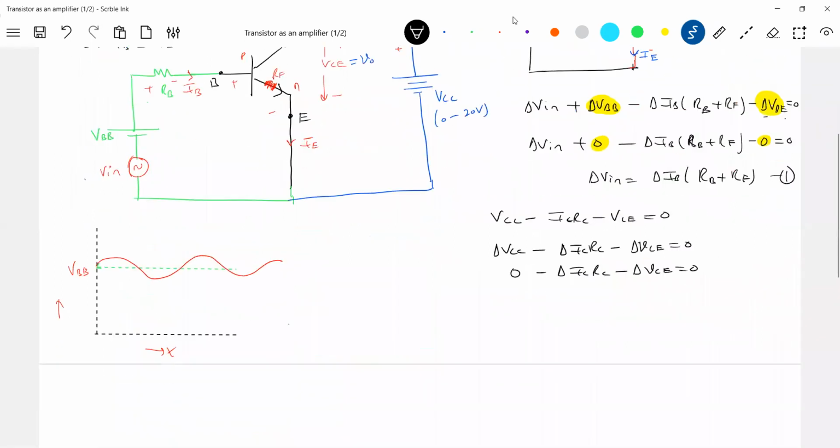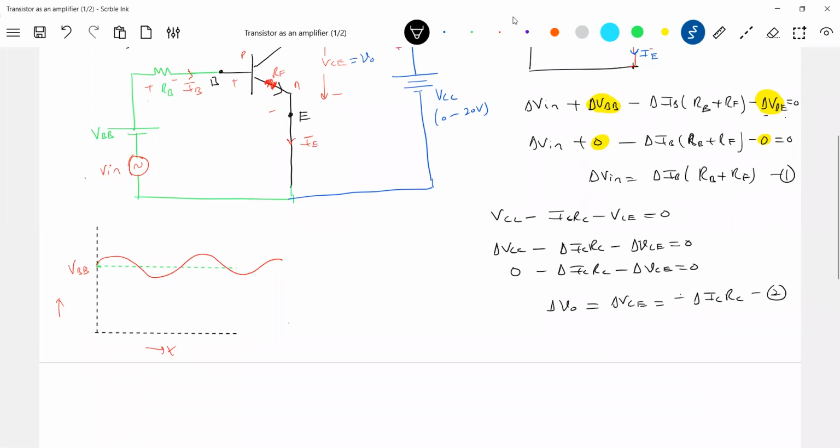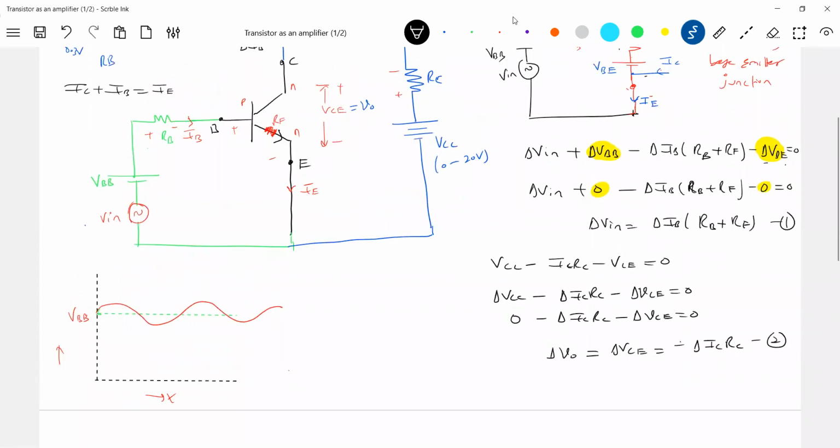So what is VC now? Delta VC is equal to minus delta ICRC. This is equation 2. This is the output voltage which we are going to collect, delta V naught, delta VC. How do you define voltage gain?